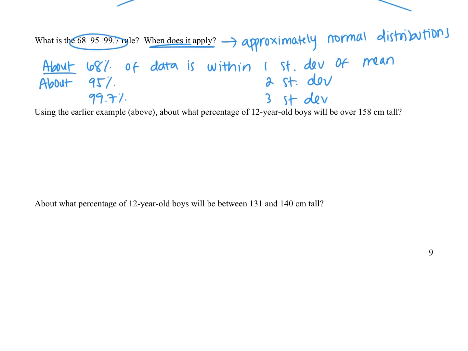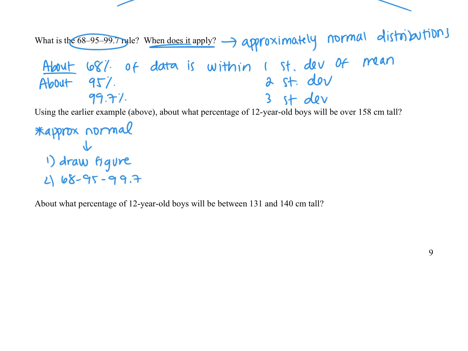So we are going to do these 2 examples together. Using the example above, what percentage of 12-year-old boys will be over 158 centimeters? And what percentage will be between 131 and 140? Okay, so earlier we were told that this is an approximately normal distribution. If you are told it's approximately normal, first thing that you're going to do is draw a figure. And then you know that you can use the 68, the 95, and the 99.7 rule.